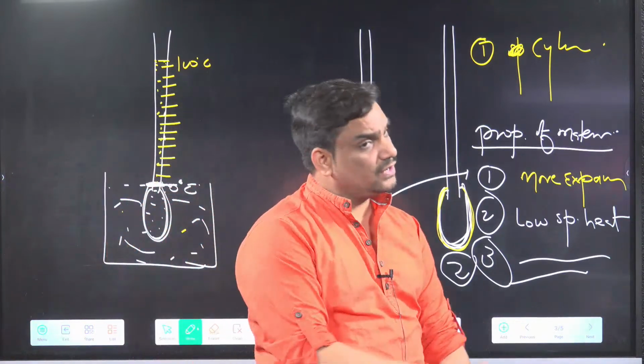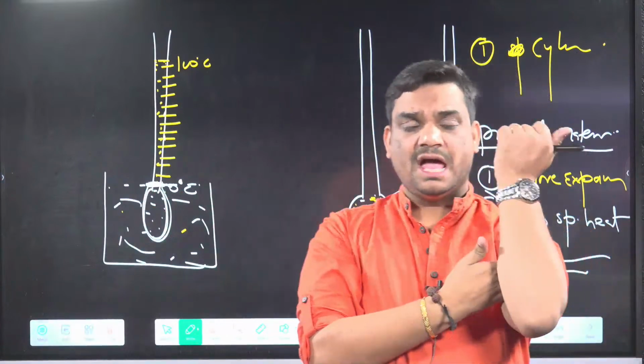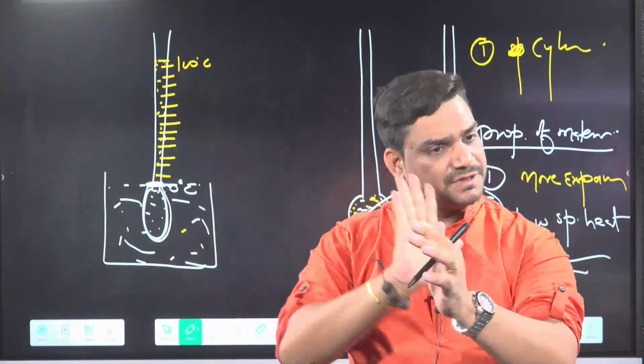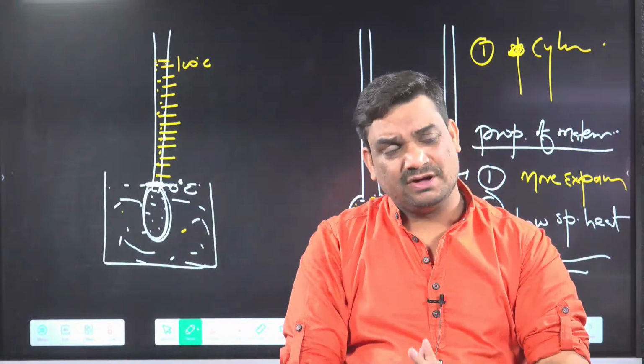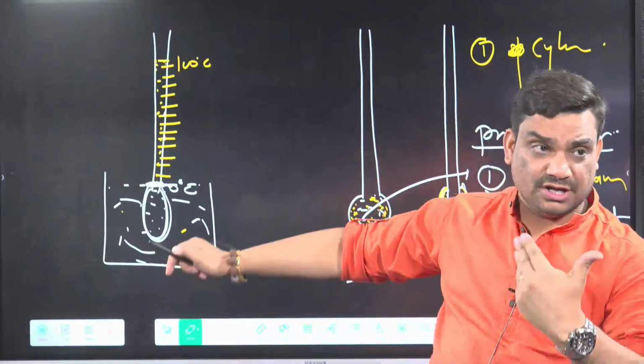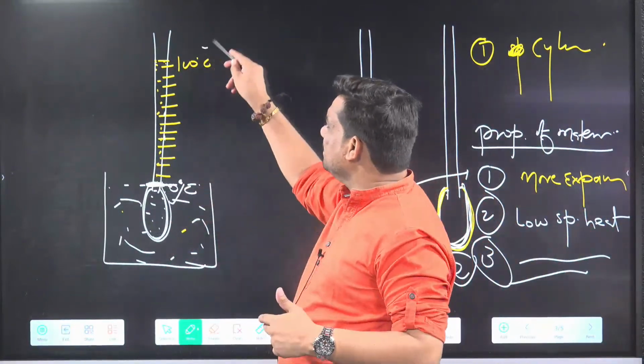Suppose I want to find my temperature, then I will keep it here, and suppose the mercury goes to the mark of 38, it means my temperature is 38. This way we can make our thermometer. Clinical thermometers do not have this range from 0 to 100. They have a very limited range.